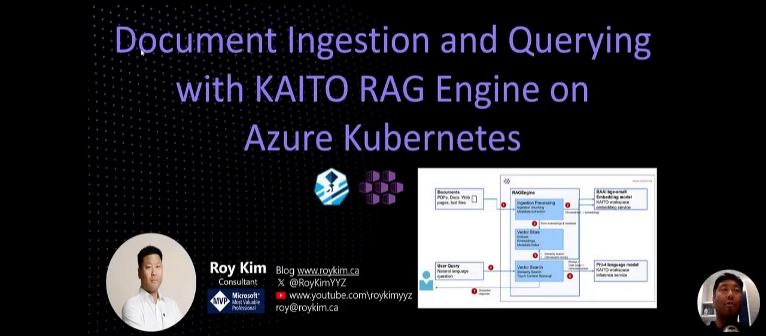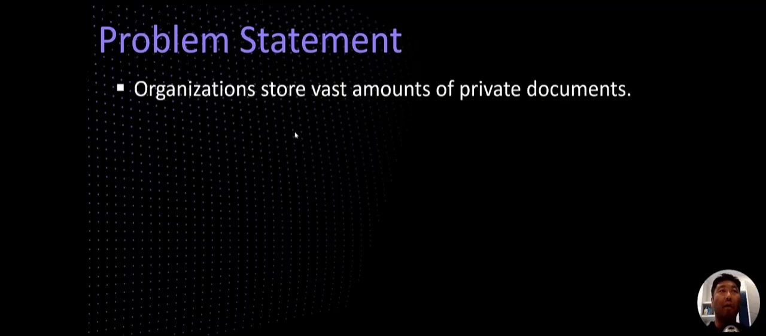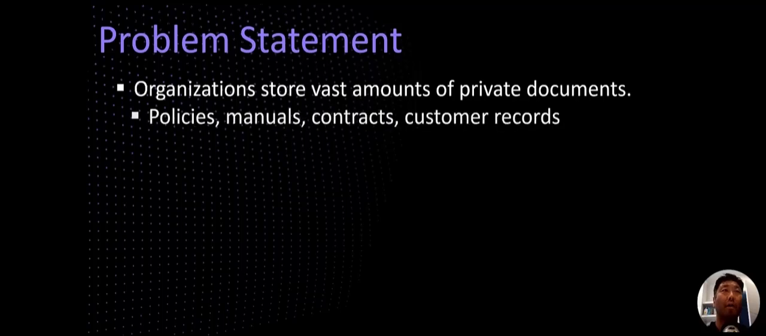Hi, in this video, I want to talk about document ingestion and querying with KAITO RAG Engine on Azure Kubernetes Service. The problem statement that I'm trying to address in my demo: let's say we have organizations that store vast amounts of private documents. They could be corporate policies, manuals, contracts, customer records, especially records or data that have personal identifiable information that's confidential, highly sensitive.